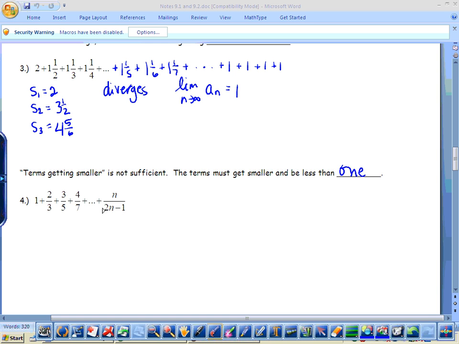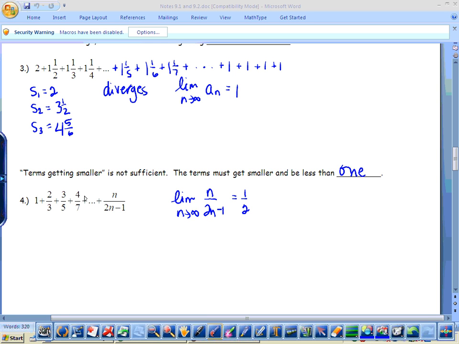Okay, so let's think about this right here. This is just kind of an alternate way to write that sum. This n over 2n minus 1 is considered your nth term. So what's the limit as n approaches infinity of n over 2n minus 1? Right, it's 1/2. The ratio of leading coefficients would be 1/2.